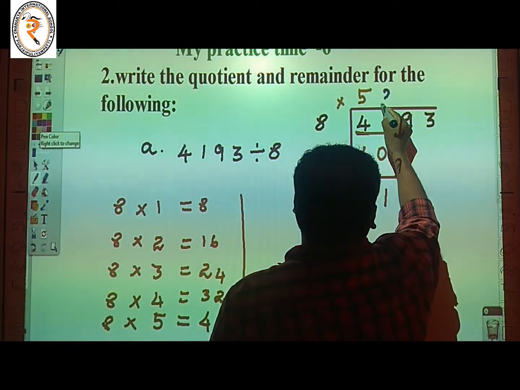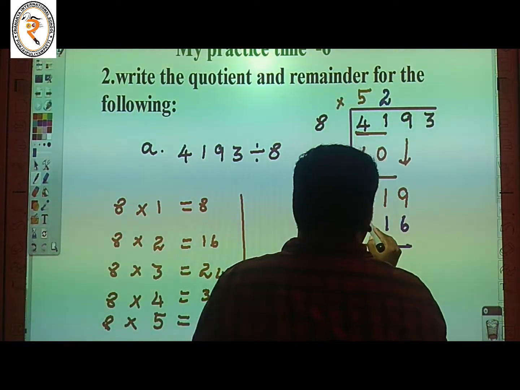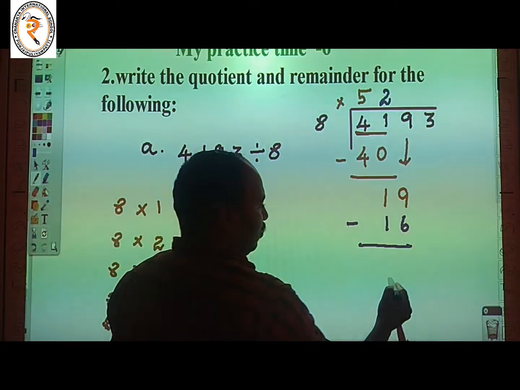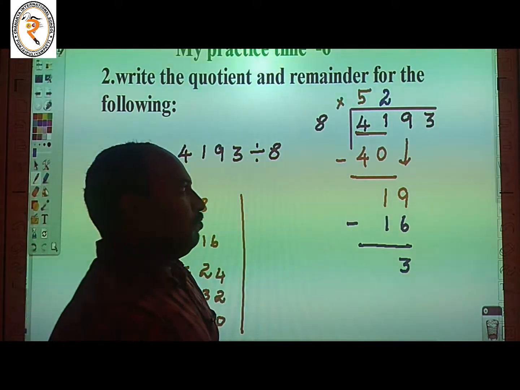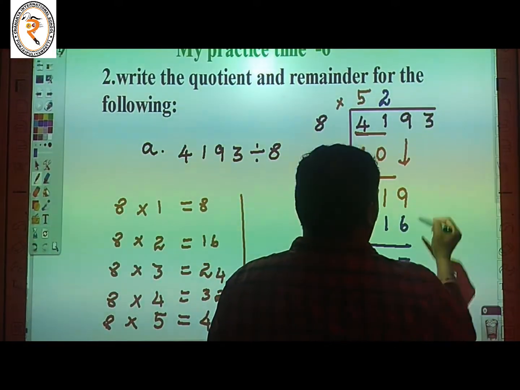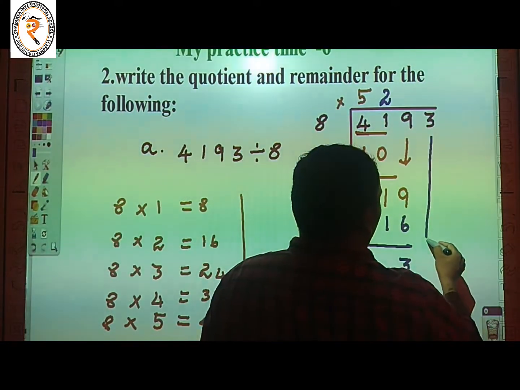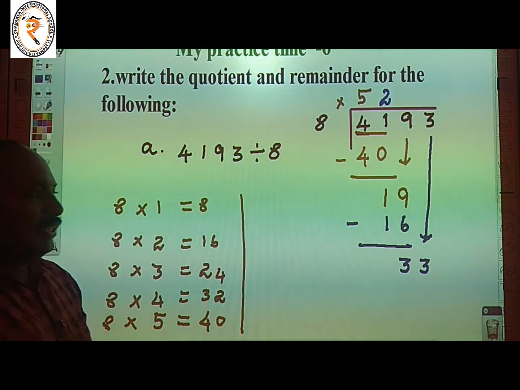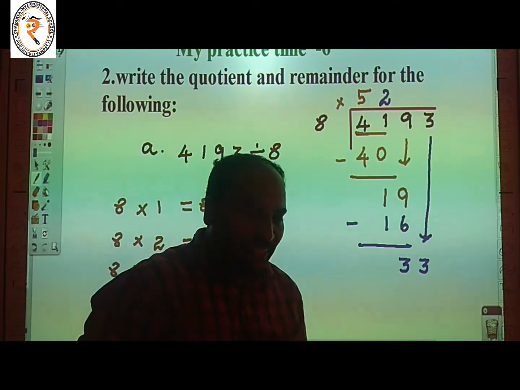8 into 2 is equal to 16. Next, subtract. 19 minus 16 is equal to 3. 3 does not divide by 8. So bring down the number 3. Our new dividend part is 33.